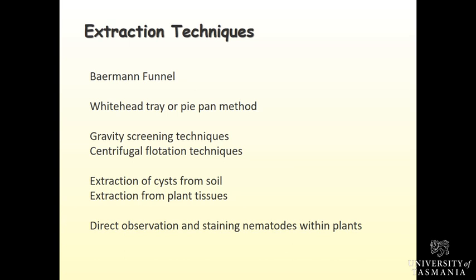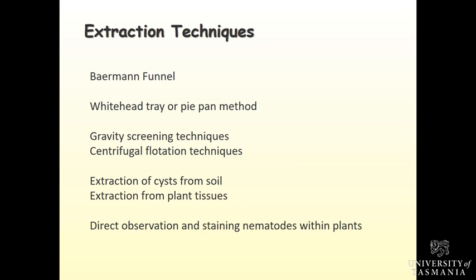So how do we find them? How do we extract them from the soil? There's a number of methods. The Baermann funnel is a common one, and we'll have an image of how that works in a minute. There's other methods where you can allow them to settle through, the Whitehead tray or pie pan method. You can try and float them out and spin them out using centrifugal processes to try and concentrate your nematodes.